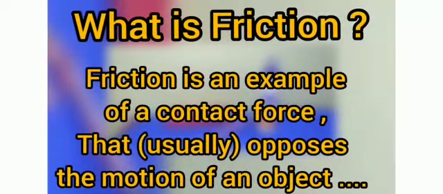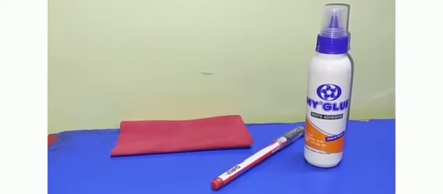So before moving on, let's see what friction is. Friction is an example of a contact force that usually opposes the motion of an object.